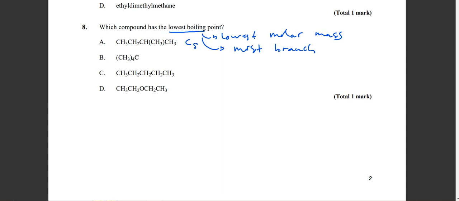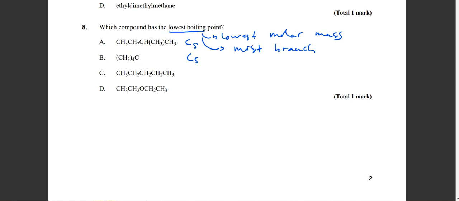If you want the lowest boiling point, you want the one that has the lowest molar mass or molecular mass, and you also want it to have the most branches. Now, the easiest way to identify branches is by seeing the brackets. First of all, let's see. This is 1, 2, 3, 4, 5, so C5. This is also C5. This is C4, plus 1 in here, so C5 as well.